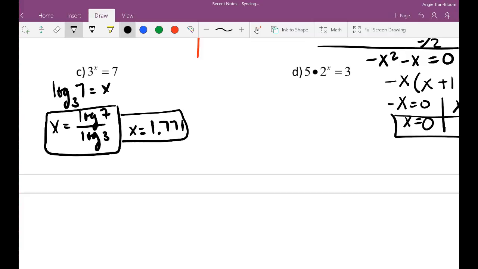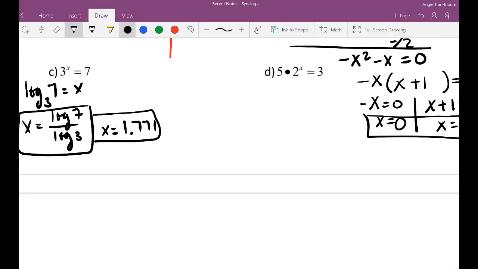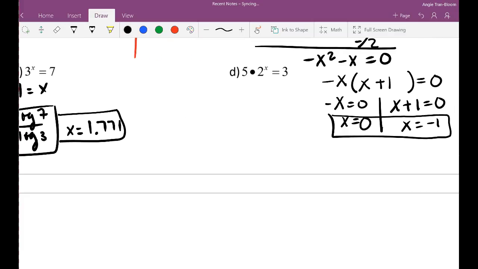D for dog. 5 times 2 to the x equals 3. Solve for x. What are you going to do first? Huh? Can I multiply the 5 in the base 2? No, because isn't base 2 raised to the power of x? Now what should we do?